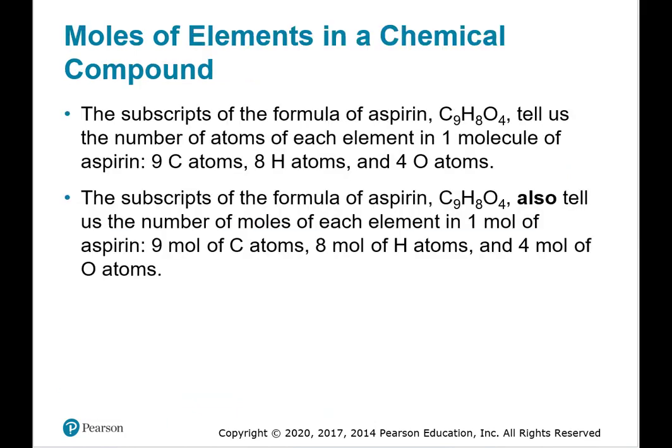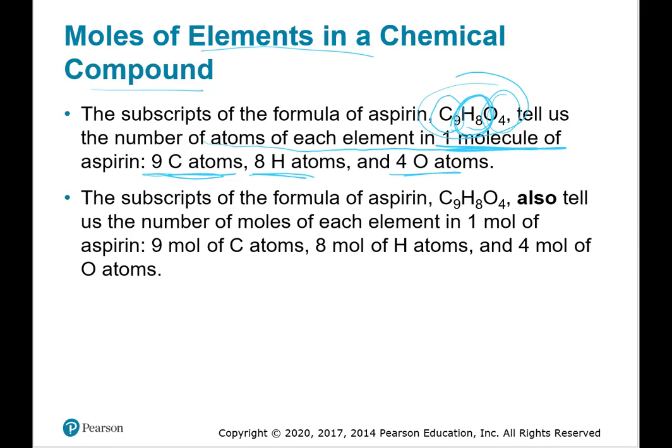Let's look at moles of elements in a compound. Let's look at aspirin. Aspirin has a chemical formula of C9H8O4. Let's look at how many atoms of each element are in 1 molecule of aspirin. Well, that 9 goes with the carbon, so there's 9 carbon atoms, there's 8 hydrogen atoms, and there's 4 oxygen atoms.